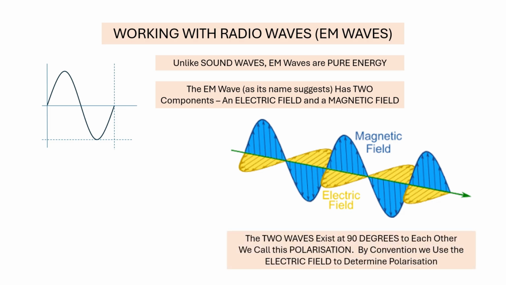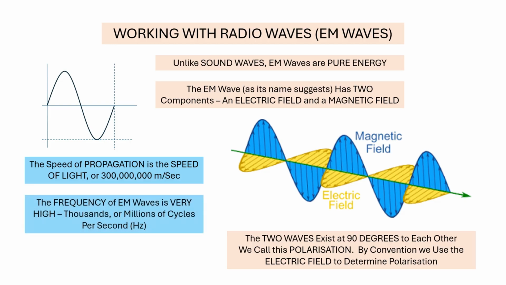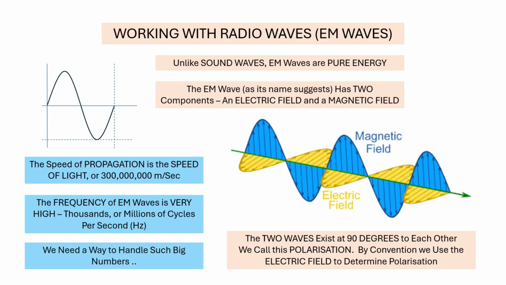When we talk about a radio or EM wave, we refer to the electric field when we use the term polarization. We will see later, when we talk about antennas, why knowing the direction of polarization of the EM wave is so important, whether we lay our antenna horizontally or vertically, for example. EM waves travel at the speed of light, which is 300 million meters per second. The frequency of the EM waves we use in amateur radio is very high indeed, thousands, millions, or billions of cycles per second, or Hertz. We need a way to handle such large numbers, which we shall look at in the next slide.